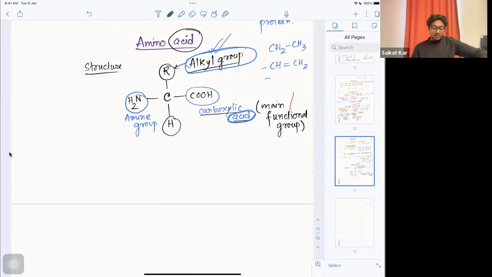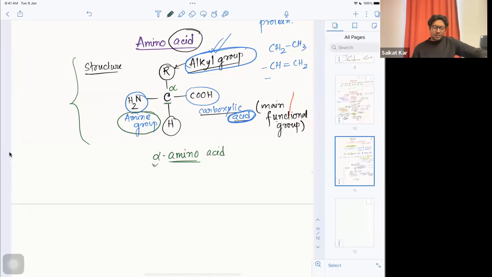Okay, so this amino acid structure, the carbon that is attached to the main functional group is called alpha carbon. And the amine group is attached to alpha carbon. That's why this amino acid is also called alpha amino acid, because the amine group is attached to alpha carbon. And what is alpha carbon? Alpha carbon is the carbon adjacent to the main functional group carbon.